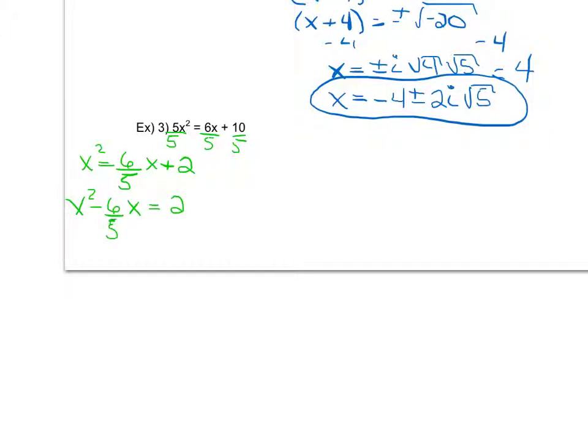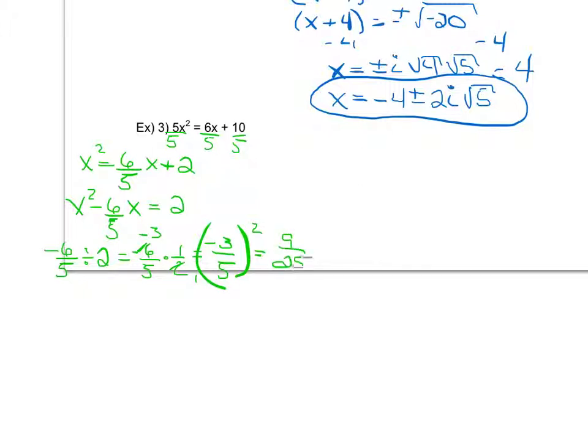Equals 2. Now I'm going to take my b term and divide it by 2. Remember that when we divide with fractions, so when I take negative 6 over 5 and divide by 2, that's the same thing as multiplying by 1 over 2. That idea behind flip and reciprocal. I'm going to reduce, so this will become 1, this will become negative 3, giving me negative 3 over 5, which then squared gives me 9 over 25, and that's what I'm going to add to both sides, leaving me with x squared minus 6 over 5 x plus 9 over 25 equals 2 plus 9 over 25.